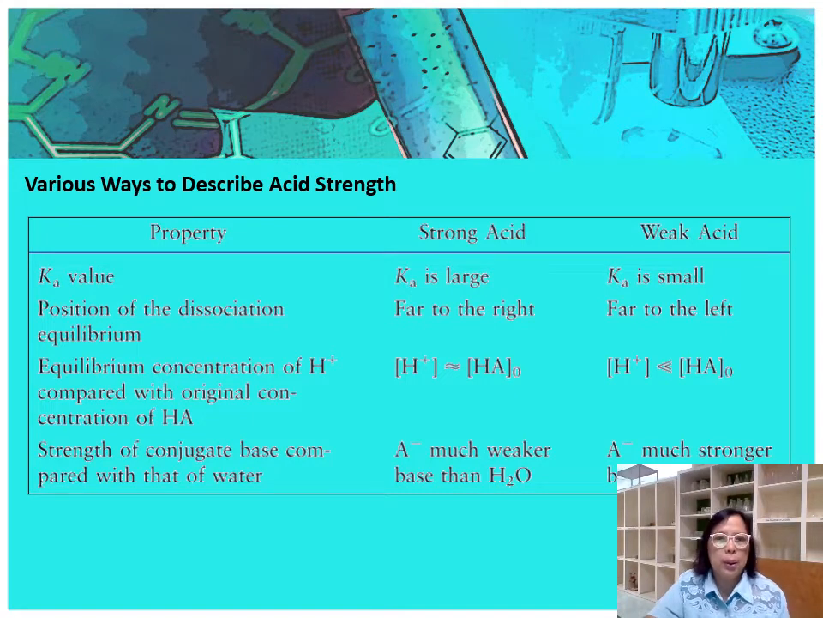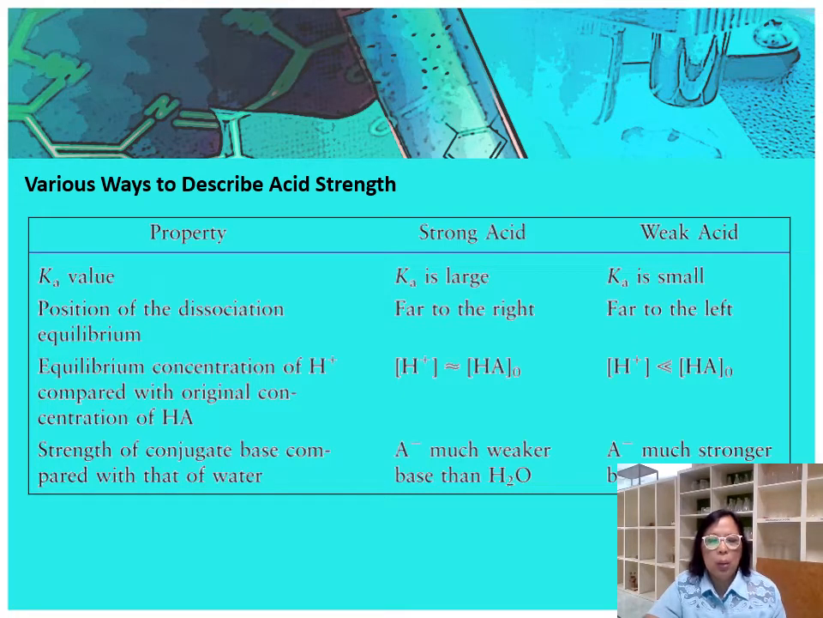There are various ways to describe acid strength. One is the Ka value as we are discussing. If the Ka is large, it is a strong acid. If the Ka is small, it is a weak acid. Another is the dissociation equilibrium. If the dissociation equilibrium is far to the right, it is a strong acid. But if the dissociation equilibrium is towards the left, it is a weak acid.